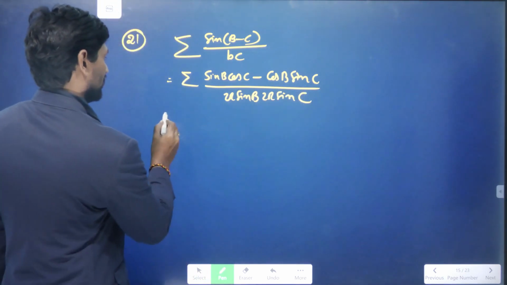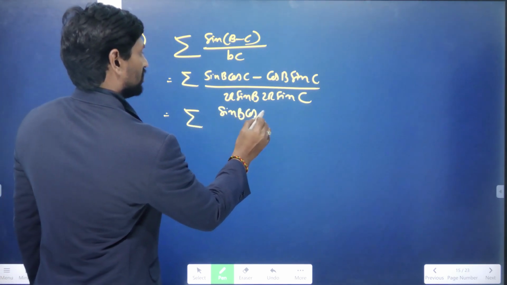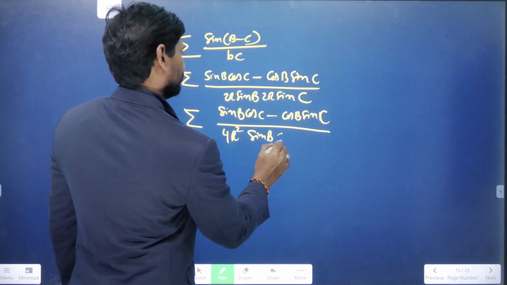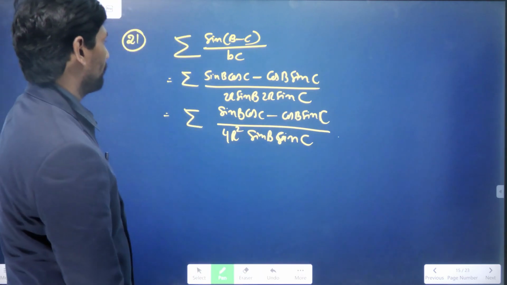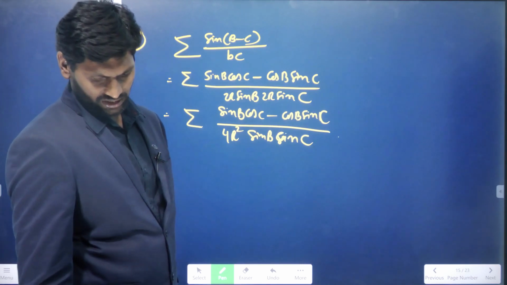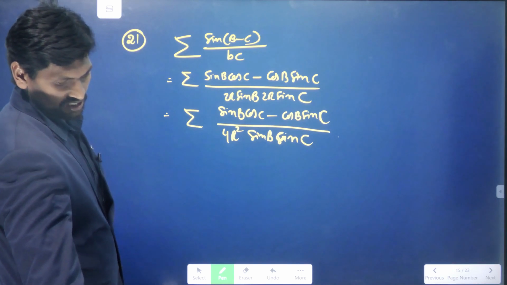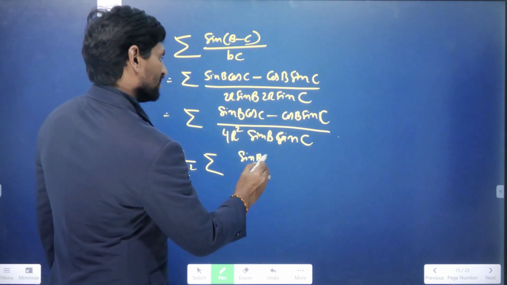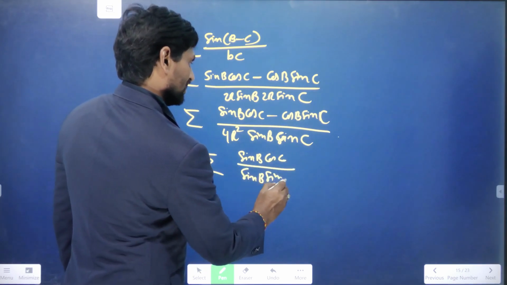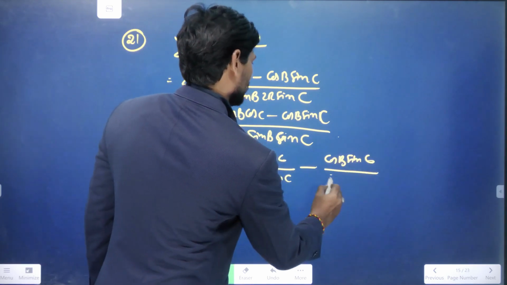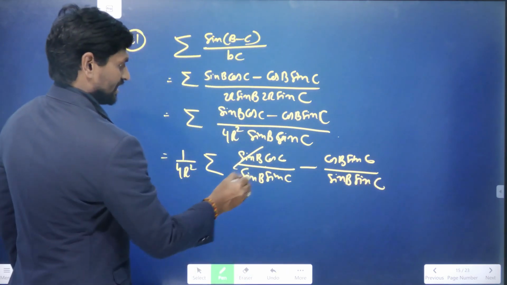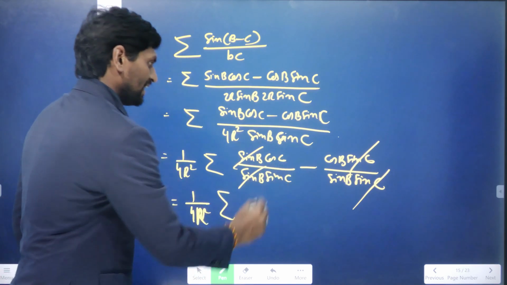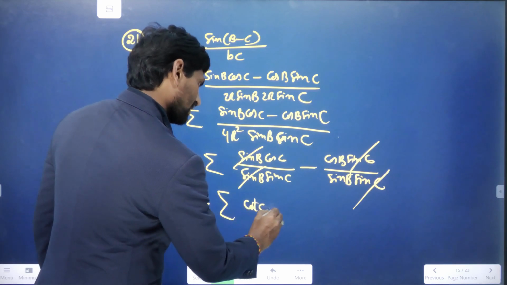Am I right? Okay, that is sigma of (sin B cos C minus cos B sin C) by 2R times 2R, which is 4R square, sin B sin C. If I take 1 by 4R square common, then I can write sigma of sin B cos C by sin B sin C minus cos B sin C by sin B sin C. Now sin B cancels here, sin C cancels here. What is remaining is 1 by 4R square into sigma of cos C by sin C, which becomes cot C, minus cos B by sin B, which becomes cot B.